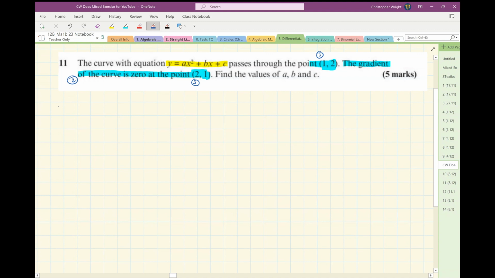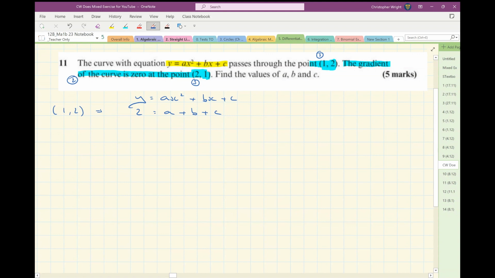Right. First of all, we know it passes through the point 1, 2, which means that we know, here's my original equation, y equals ax squared plus bx plus c. And we know that when x is 1, y is 2. So we know that 2 equals a plus b plus c. There you go. There's one equation.